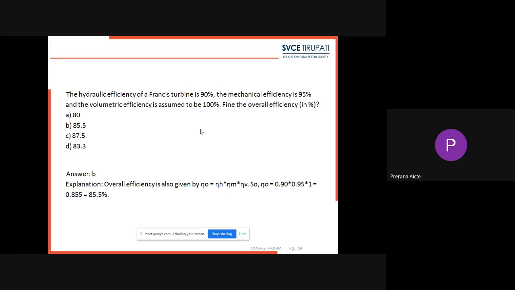The next problem, the hydraulic efficiency of a Francis turbine is 90%. Mechanical efficiency is 95%. Volumetric efficiency is 100%. Then find the overall efficiency. So we know that overall efficiency is the product of hydraulic efficiency, mechanical efficiency and volumetric efficiency. So multiplying all the efficiencies, we get the overall efficiency as 85.5%.